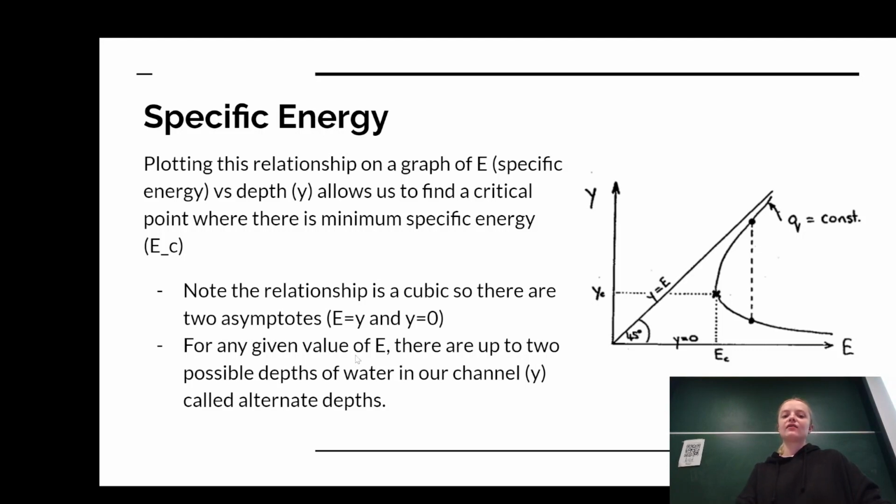All right, so for any given value of E, there are up to two possible depths of water in our channel called alternate depths. And we know that because we've got this down here where we see these two possible y values for our one specific E value.